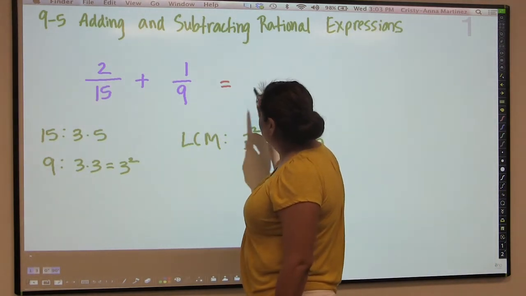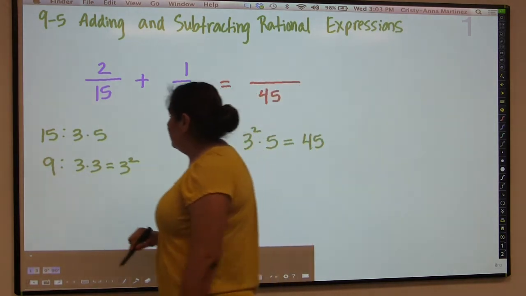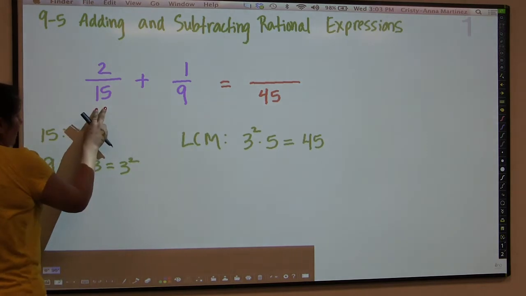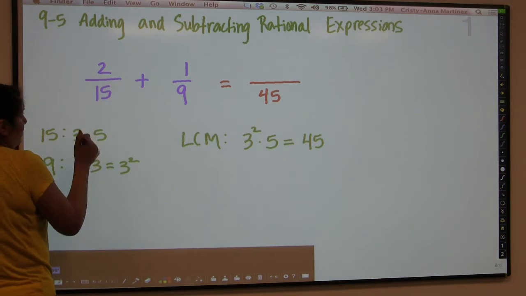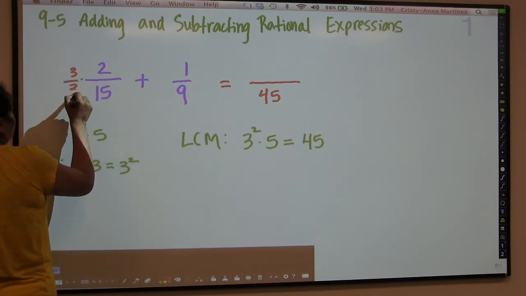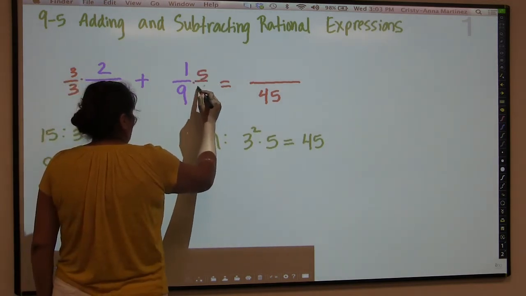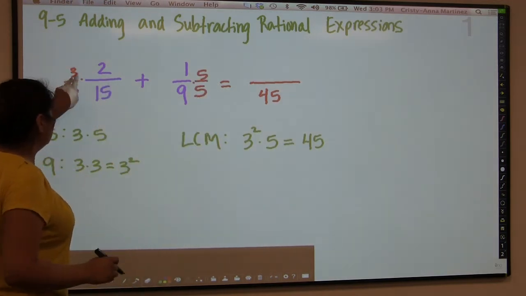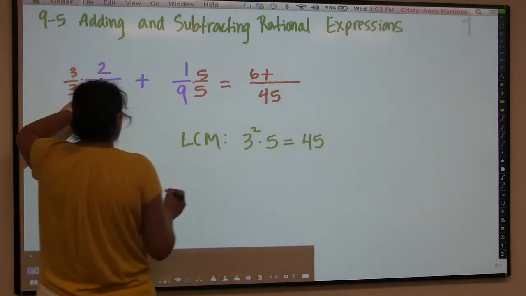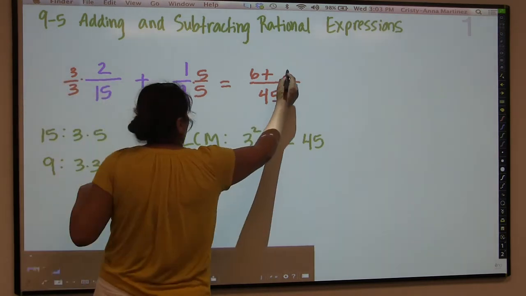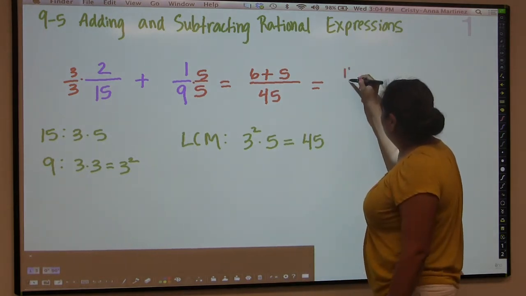Okay, so what do you do with the least common multiple? We know that eventually the denominator is going to be 45, and so the idea is that you have to multiply this fraction by what it's missing. So this fraction has a 3 and a 5, so it's missing another 3. So you multiply by 3 over 3. And this one is missing a 5, so you multiply it by 5 over 5. And then you get 3 times 2 is 6, so you get 6 over 45, plus 1 times 5 is 5 over 45. And in the end, the answer is 11 over 45.